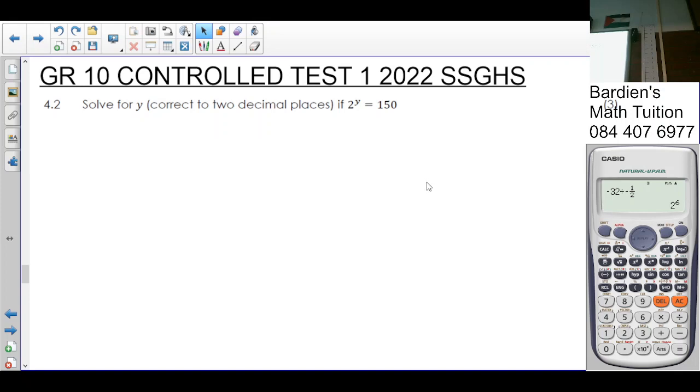In question 4.2 it says solve y correctly to 2 decimal places. There's one of two ways we're going to do this, either using logs or by approximation, trial and error. So we know that 2 to the 6 is going to be 64. So it's 2 to the 6.